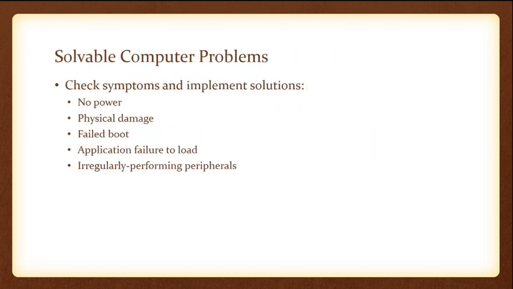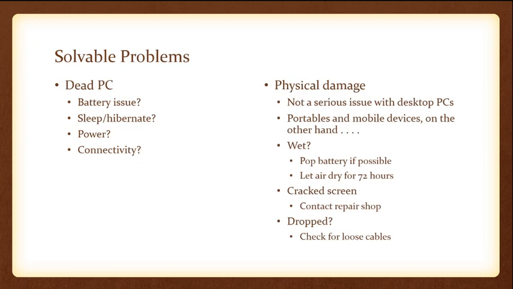So we're going to go into some common computer problems that you might see from time to time and talk about what are some major ones that we will see, some common ones, and then how do we fix those. So the things that we're going to be talking about are what happens when there's no power coming to a computer, what happens when there's physical damage, if your OS fails to boot or fails to load, an application failing to load within your phone or your tablet or your desktop, laptop, and what happens when you have irregularly performing peripherals.